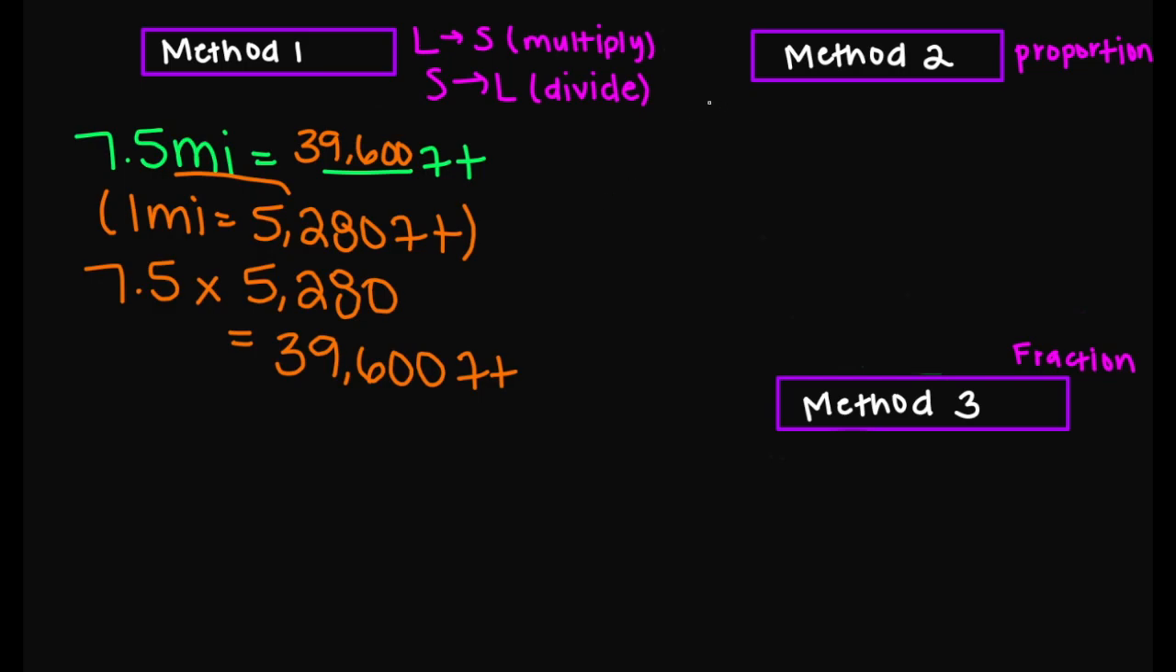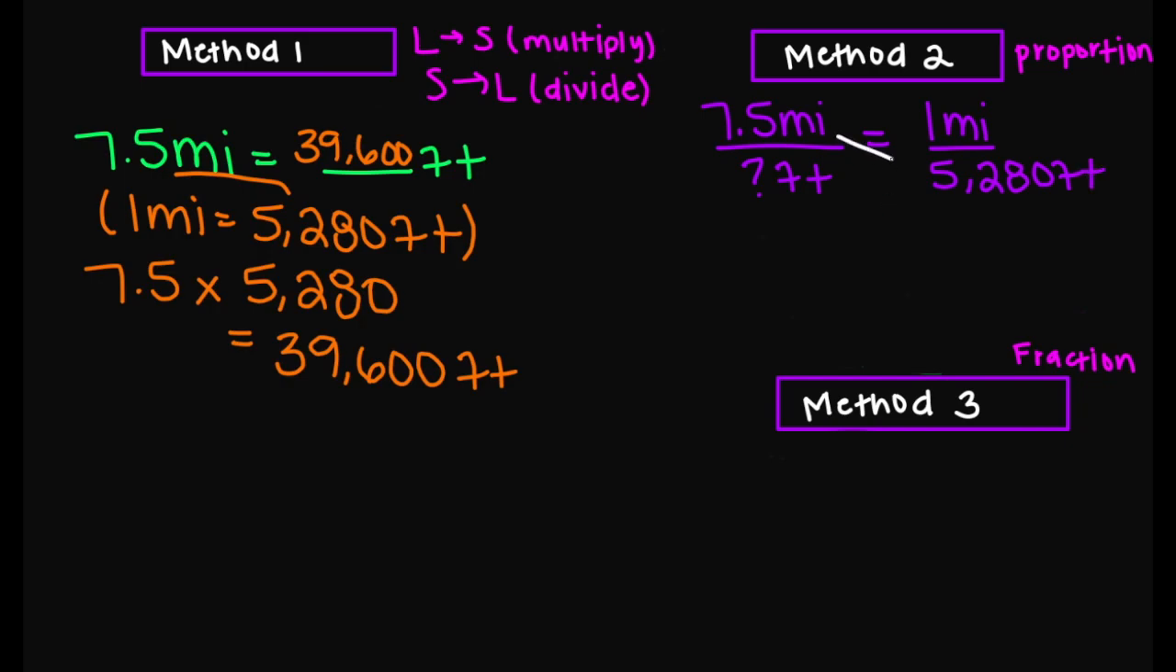Now let's look at method number two. If I set up a proportion, 7.5 goes on top, because you always start with what you have. And the bottom here, we do not know. This is what we're trying to find out. This is going to equal 1 mile on top, and this equals 5,280 feet. Now we're going to cross multiply.